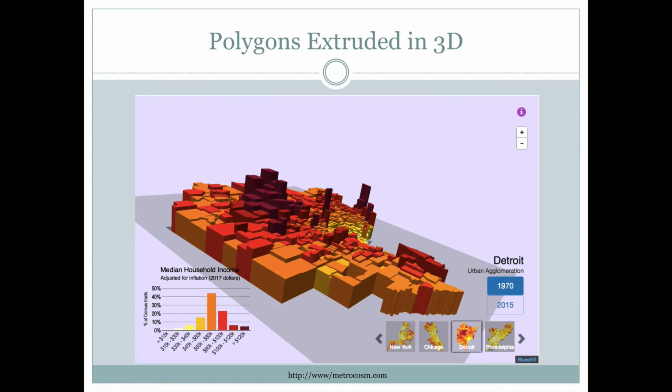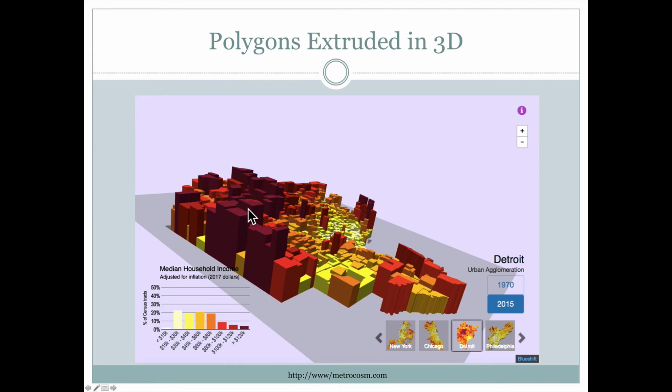This shows another example of extruded polygons, this time based on median household income around the Detroit area. This is also a nice way of showing change because the polygon outlines themselves aren't changing, but over time the heights are changing. Here's the Detroit median household income, where the richer households are, in 1970. And then if we go to the next slide, here's where the higher incomes are in 2015. So these extruded polygons can be a nice way of showing change with time.